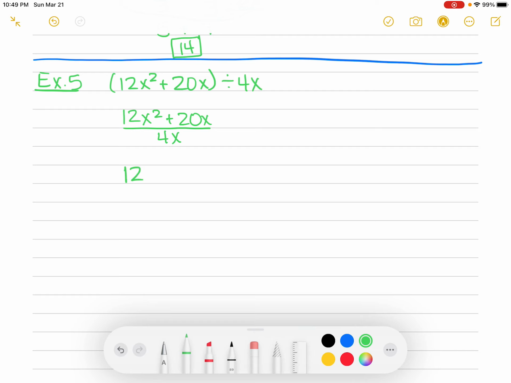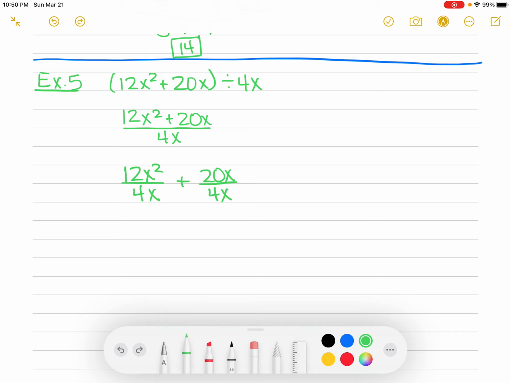So we're going to put 12x squared over 4x and 20x over 4x. So this is like distributive property, is usually how I show it, is that we have to distribute this divided by 4x to everything inside the parentheses. Just like when we're multiplying on the outside of parentheses, we have to distribute it out. We do the same thing with division. So that's what I did here. I put the 4x divided by each of those terms up here.